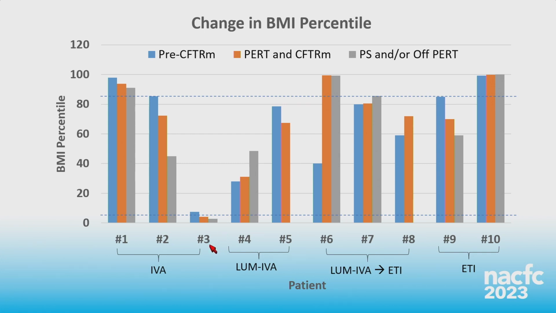Highlighting to you patient number 3. He was our one patient who we did not stop PERT. The reason why is because even after starting ivacaftor, his BMI continued to decline underneath the 5th percentile. All of our other patients did stop PERT, and you can see that their BMI percentile is either within or above the healthy range.